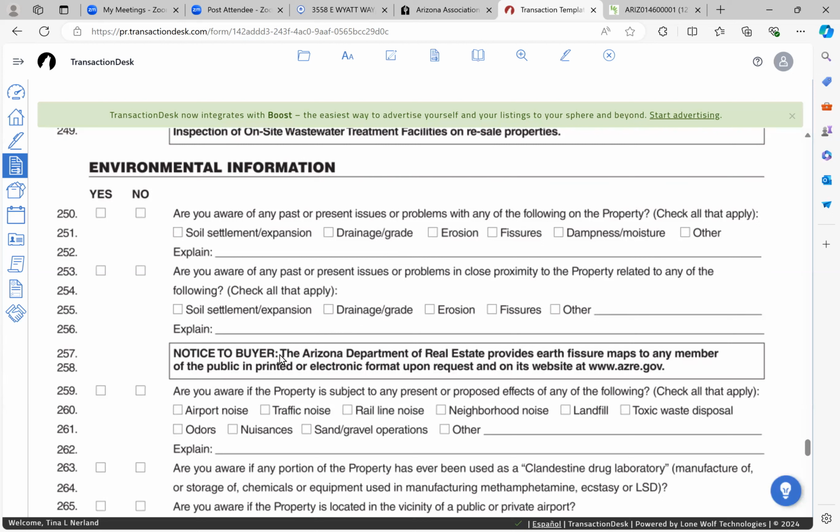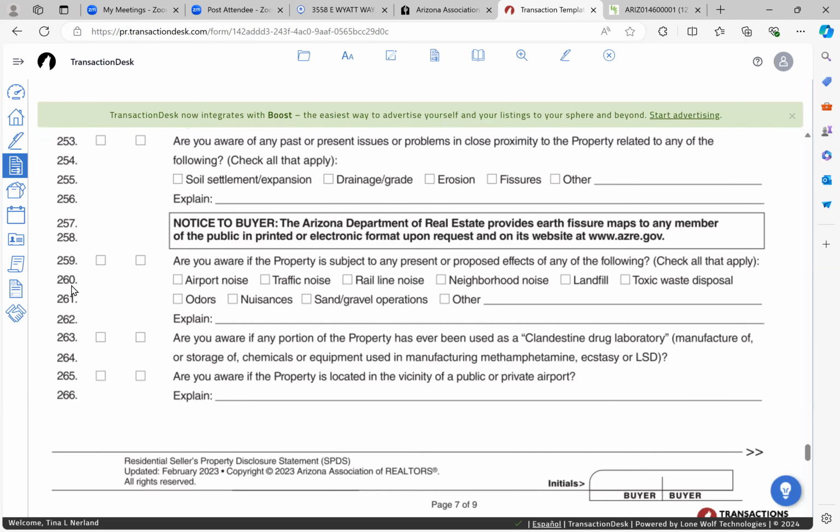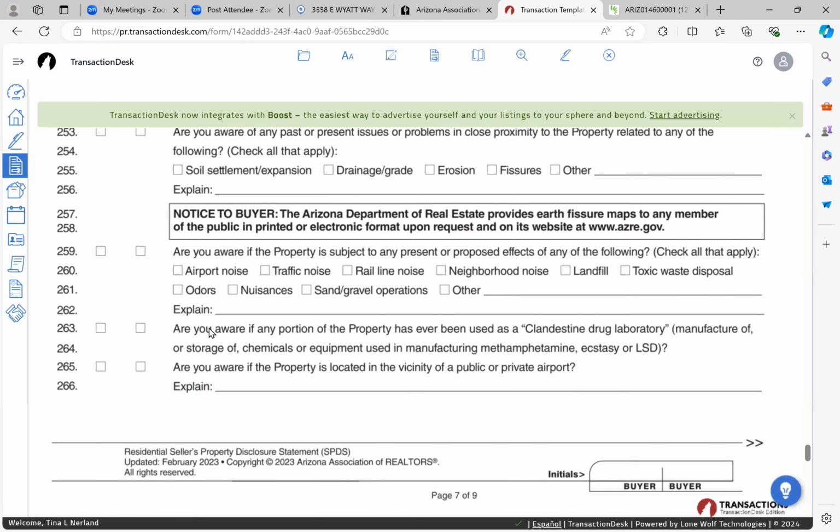Notice to the buyer, especially out in the country: the Arizona Department of Real Estate provides earth fissures maps to any member of the public in printed or electronic form upon request. If you're in the vicinity of an airport, railroad, any of these other things, just make sure you're disclosing it. Oh, has the property ever been a meth lab? That's always an important one.